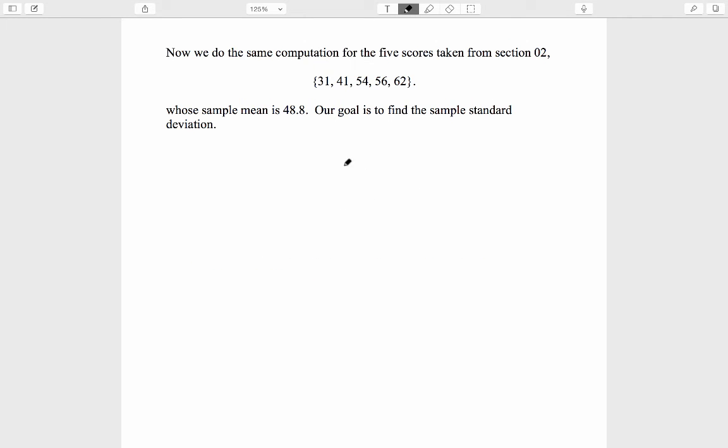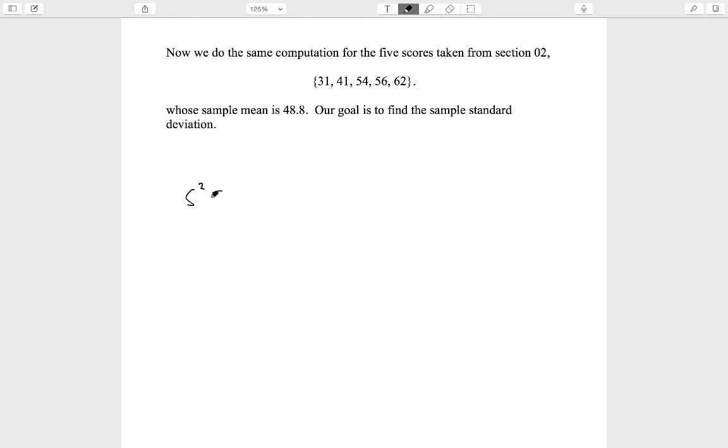Let's do that now. Let's compute the standard deviation for the sample drawn from section 2. The sample mean is 48.8, just the average of these 5 numbers. Our goal is to find the sample standard deviation. We could set up the table as before, but let's see if we can go a little bit more directly, at least to the definition of the variance.